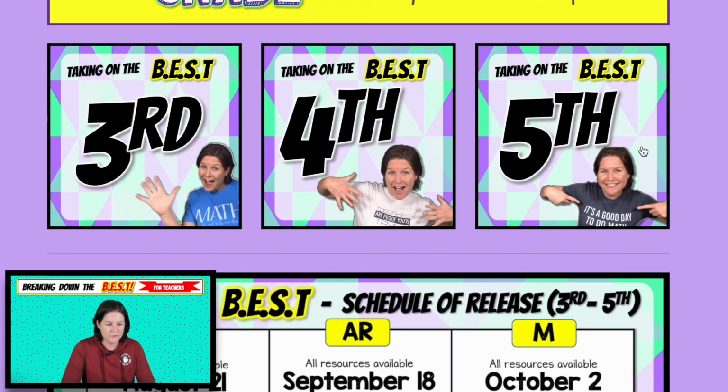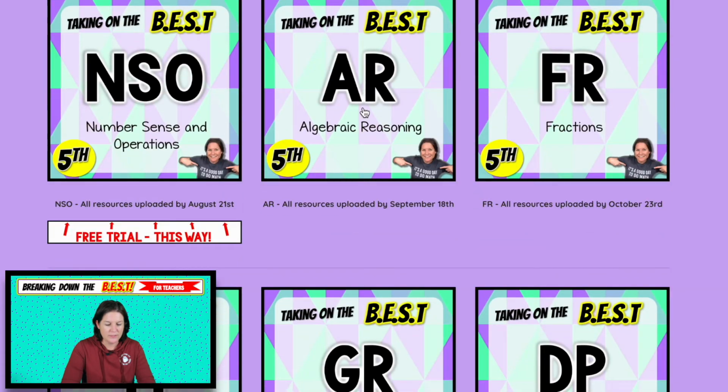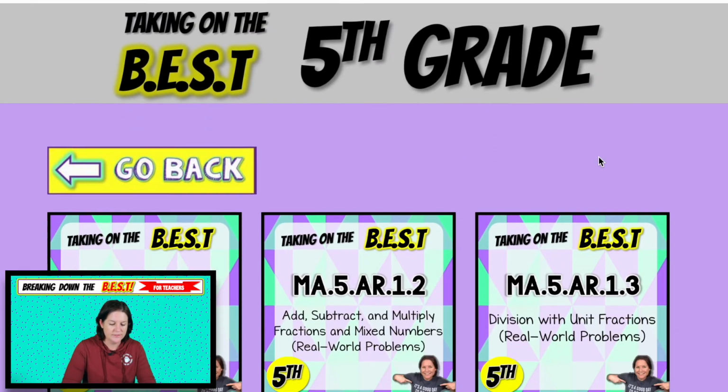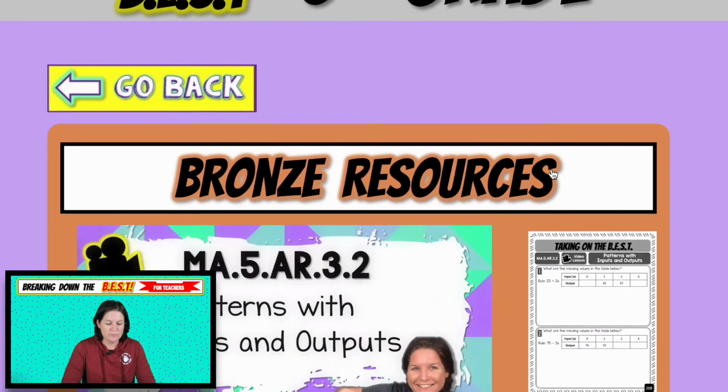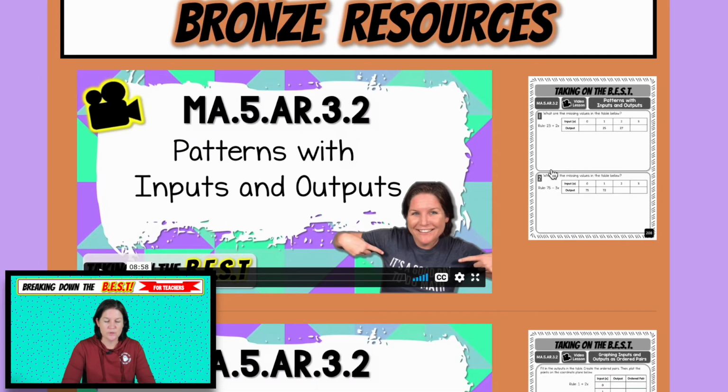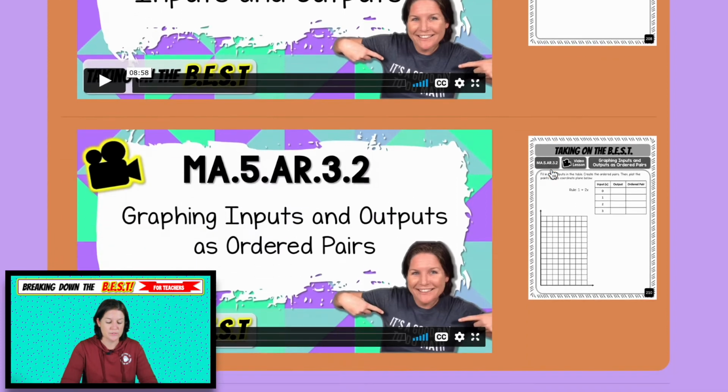Of course, we want 5th grade. We are working on the AR strand and all the way down to MA.5.AR.3.2, patterns with inputs and outputs. So the first page that you'll come to are the bronze resources. So bronze, silver, and gold members have access to these bronze resources.